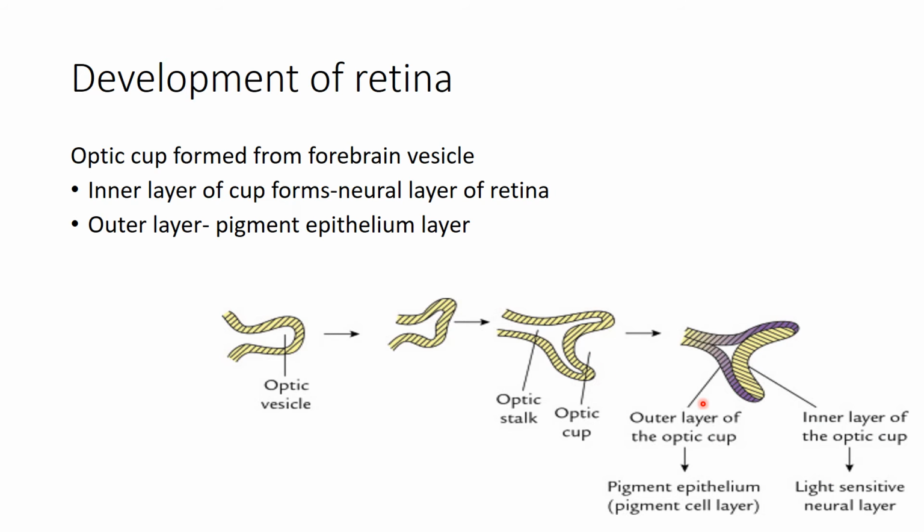Once the optic cup is formed, it has an inner layer, an outer layer, and an intraretinal space. The inner layer of the optic cup develops into the light sensitive neural layer of the retina. The outer layer of the optic cup develops into the pigment cell layer of the retina. So this is a nervous layer which helps in vision. The pigment layer avoids the reflection of the light that enters the eyeball.